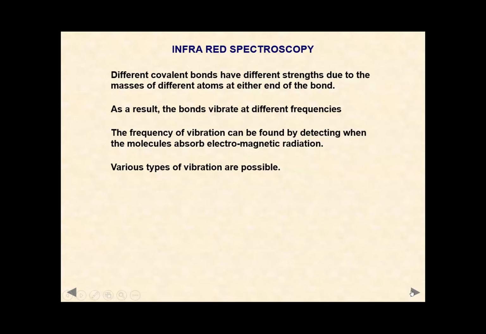Yes. So as a result, the bonds vibrate at different frequencies. So when the strength of the bond is different, that means the bonds are going to vibrate at different frequencies. The frequency of the vibration can be found by detecting when the molecule absorbs electromagnetic radiation. So if we want to know the frequency at which the molecules vibrate, we need to know which type of electromagnetic radiations are being absorbed by the molecules. All right. So various types of vibrations are possible.